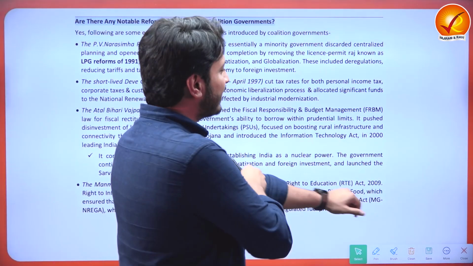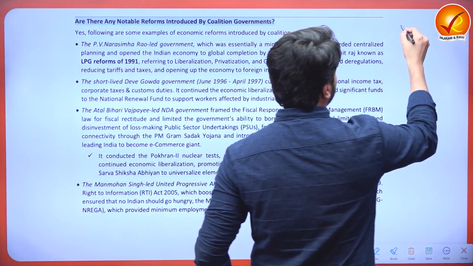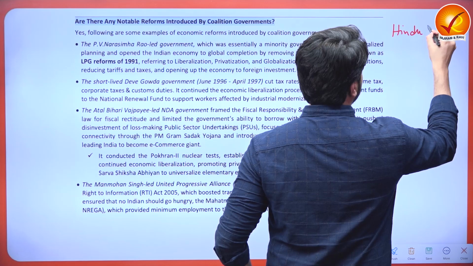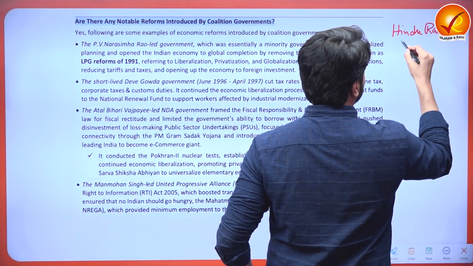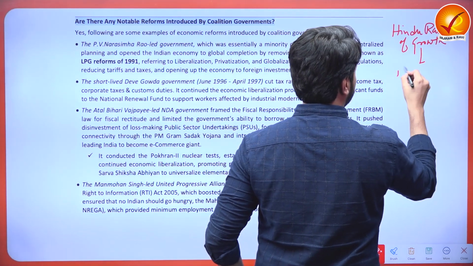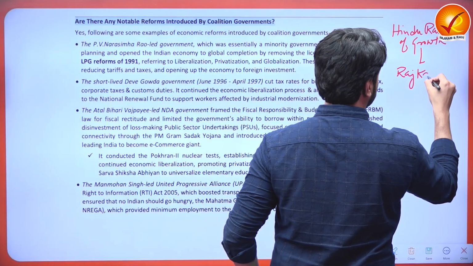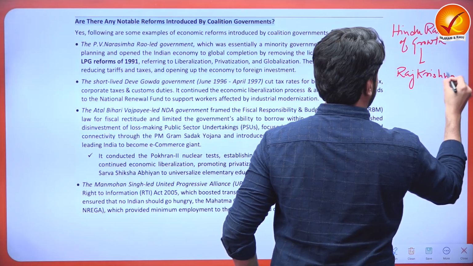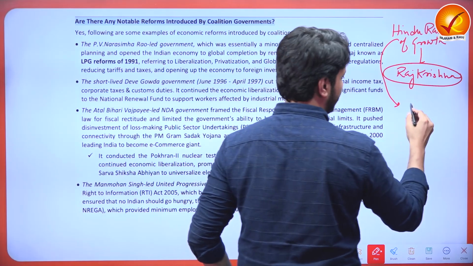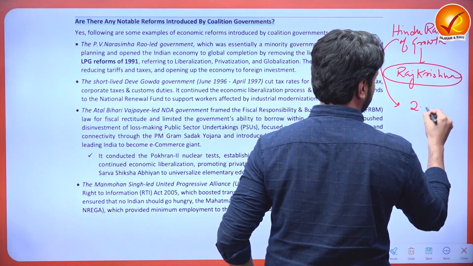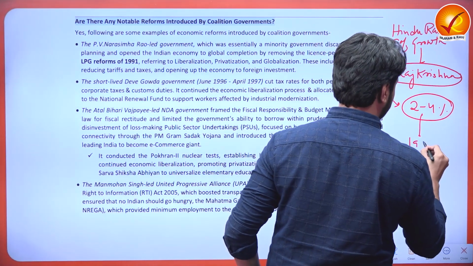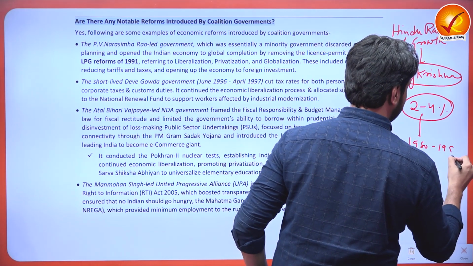Now you will be surprised to know one very important term, that is the Hindu rate of growth. The Hindu rate of growth was coined by a very well-known economist by the name of Raj Krishna. And this Hindu rate of growth used to denote the very sluggish rate of growth of 2 to 4% of the Indian economy, which it witnessed from the 1950s till the late 1980s.